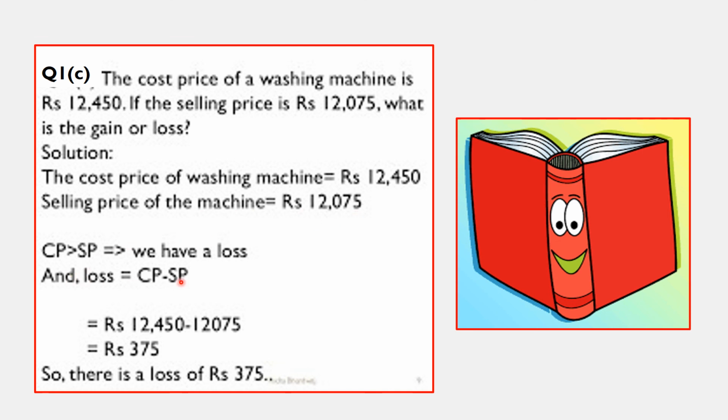Now loss is CP minus SP. Just put the values. Rupees 12,450 minus 12,075. So you get on subtracting rupees 375. So there is a loss of rupees 375.